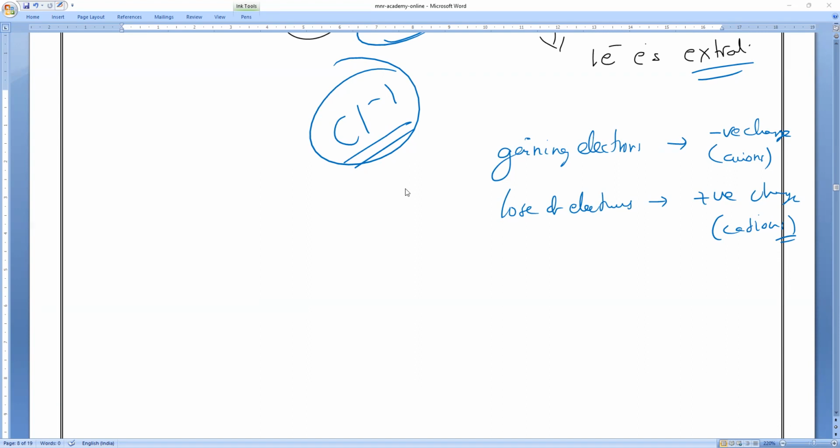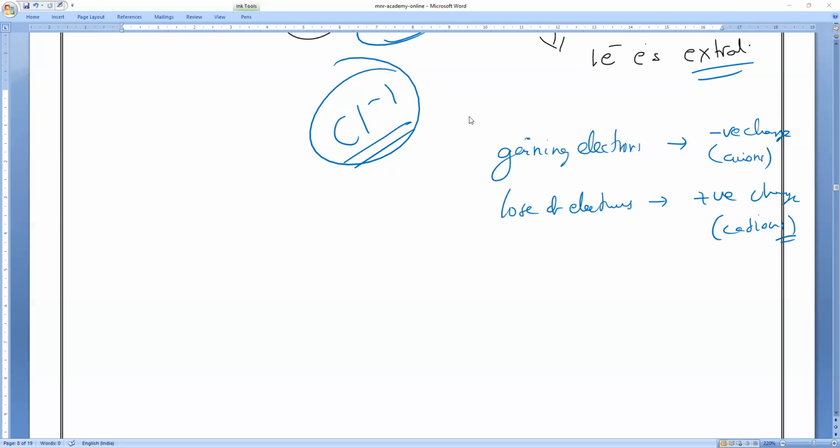So by loss of electrons, atoms will turn into what? Positive ion or negative ion? Loss of electrons, positive ion. And gain of electrons, they will turn into what? Negative ions. Okay.